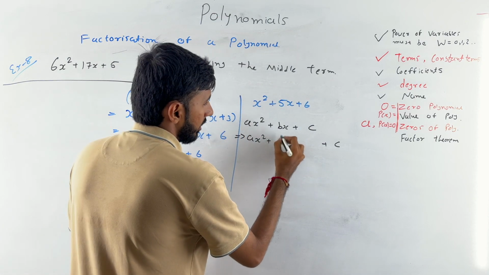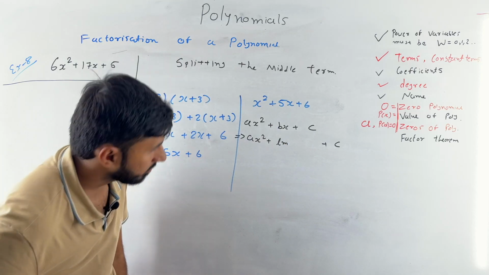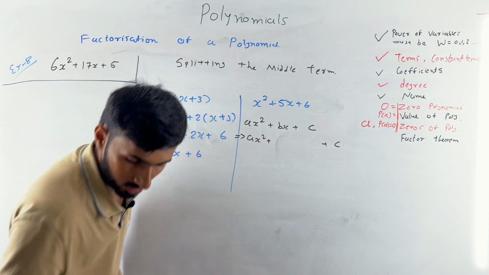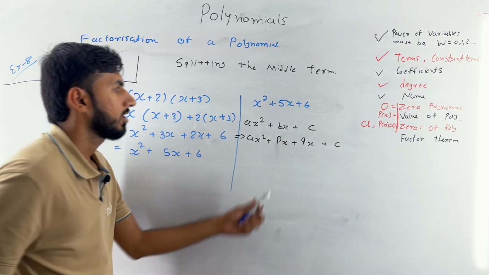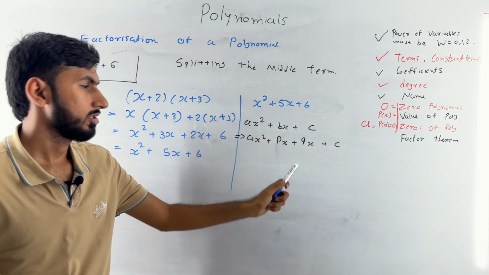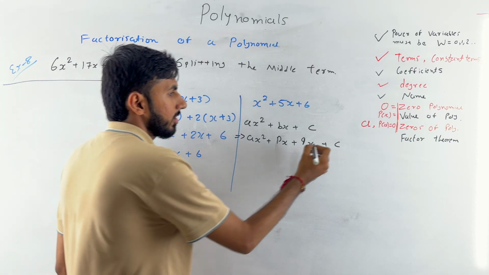Now let's say I have split b in terms of lx plus mx, or you can say px plus qx, right? I have split the middle term bx as px plus qx. Now what is the rule or what is the criteria to do that?